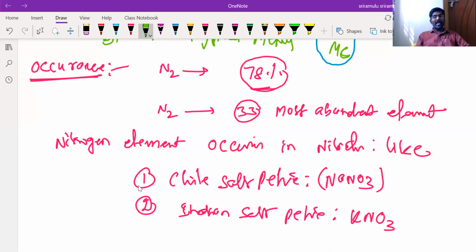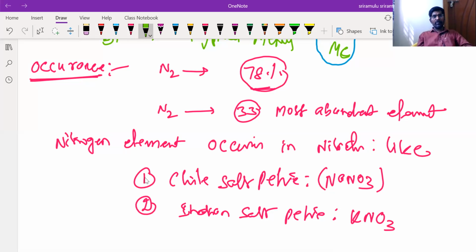Okay, students. And not only these compounds, in each and every element. If you are talking about the phosphorus element, arsenic and stibnite, they are obtained in the form of various minerals, like nitrogen.